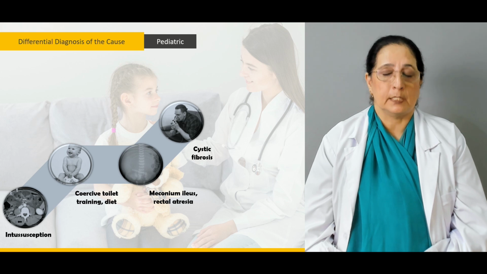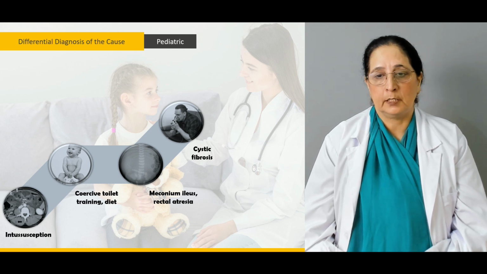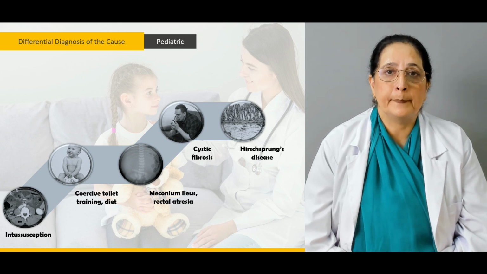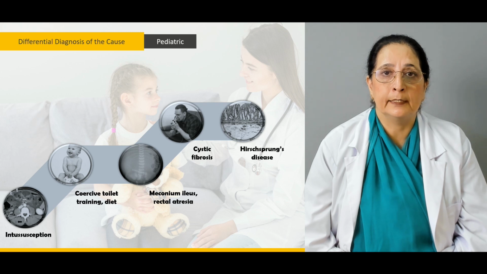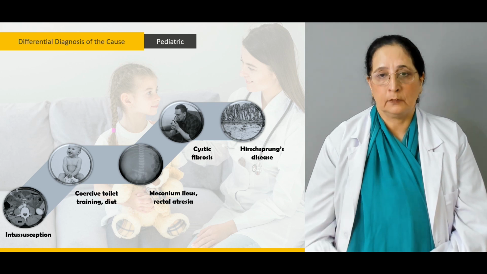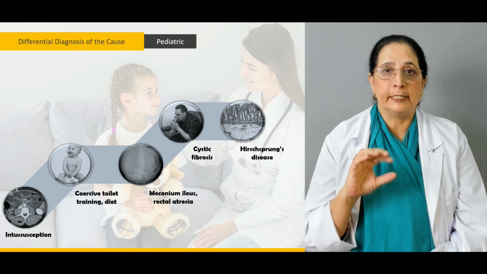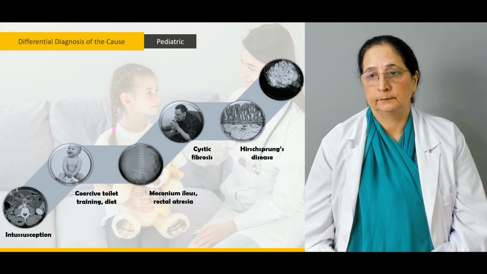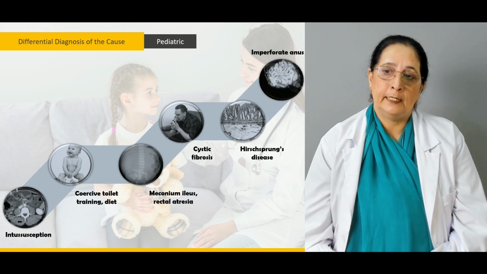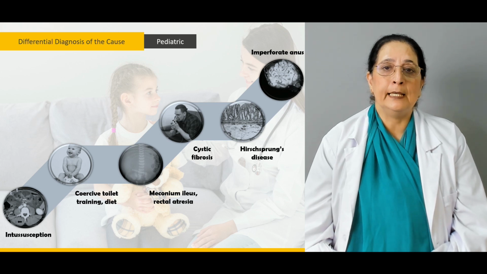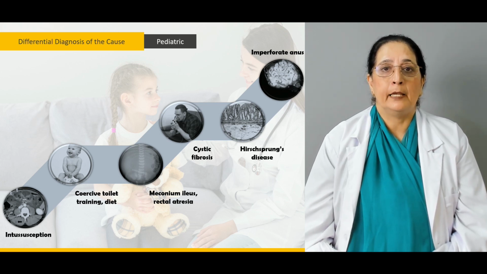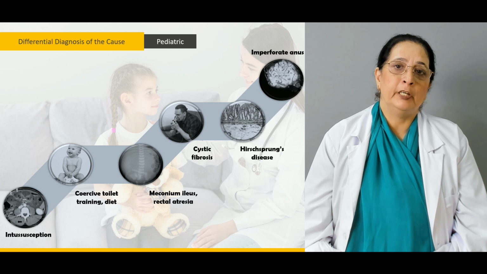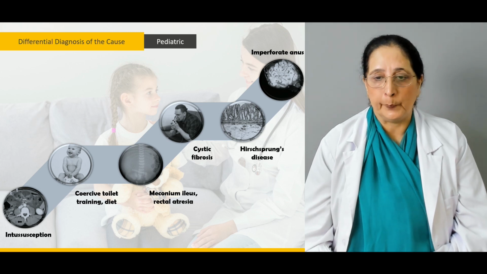Cystic fibrosis can cause constipation. And Hirschsprung's disease, in which there is absence of ganglion cells in the intestine, also causes constipation. So all these are the common conditions in the pediatric age group. Imperforate anus is another condition, when there is inability to defecate, and you look and there is no perforation of the anus. Surgery is performed to create the opening.